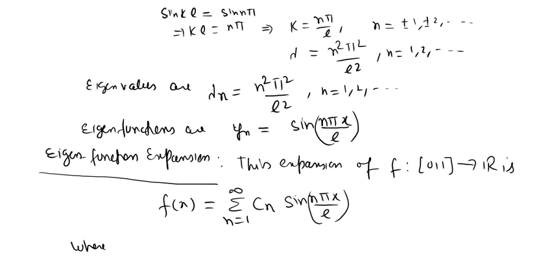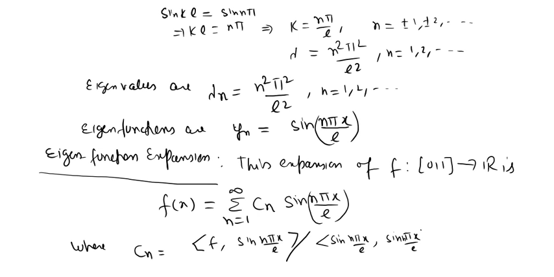So what is Cn? Cn is the inner product of f with sine n pi x by L, divided by the inner product of sine n pi x by L with the same function sine n pi x by L.